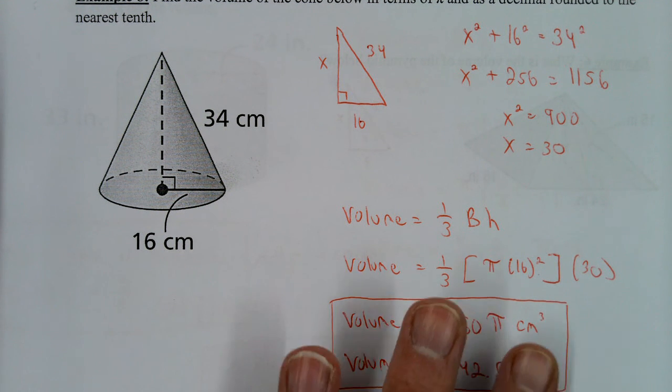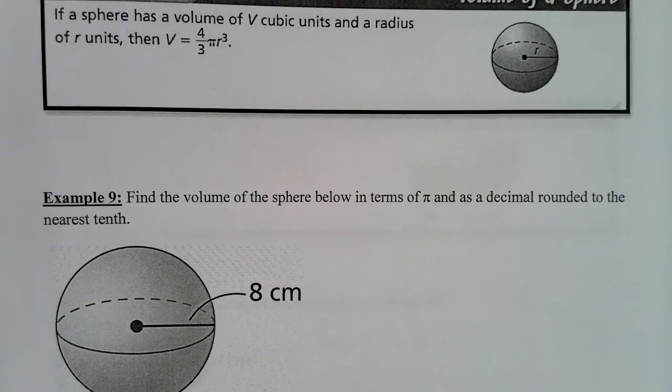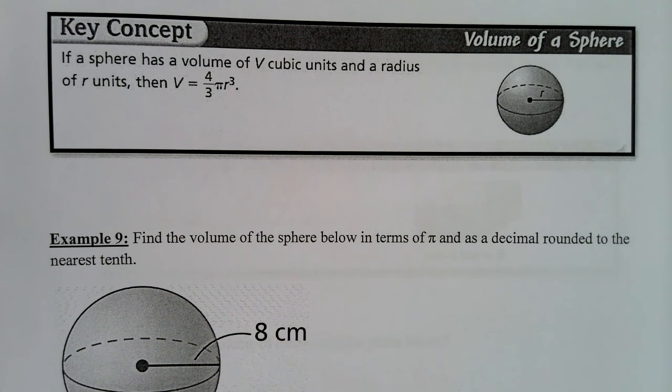Okay, so we've done prisms, we've done cylinders, we've done pyramids, we've done cones, 4 down, 1 left, and the last one I think is the easiest one, the volume of a sphere. Okay, so there's the formula, the volume of a sphere. I think this is the easiest formula. Volume equals 4/3 times pi times radius cubed.